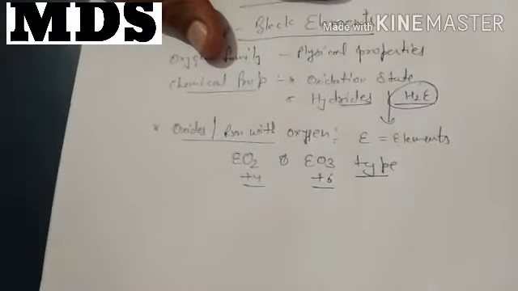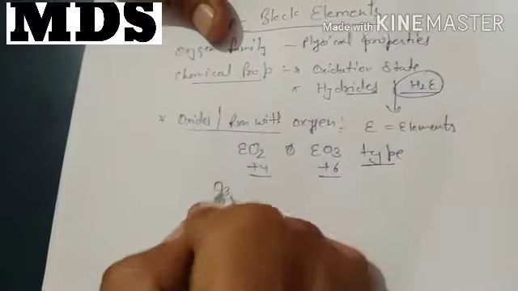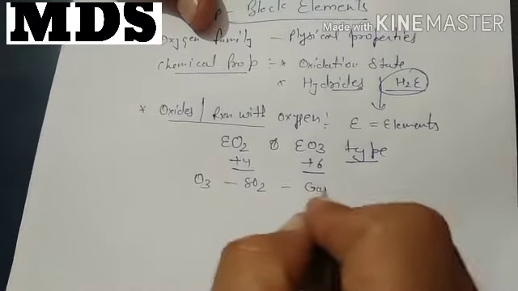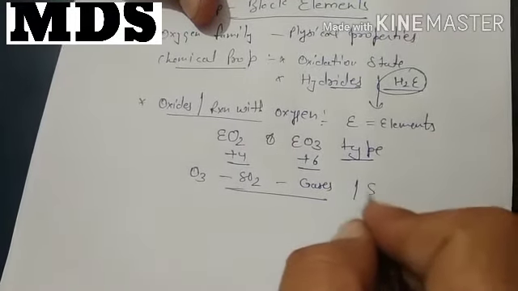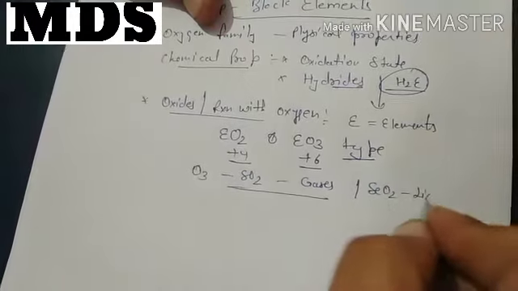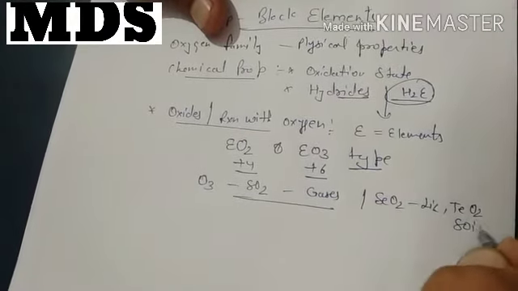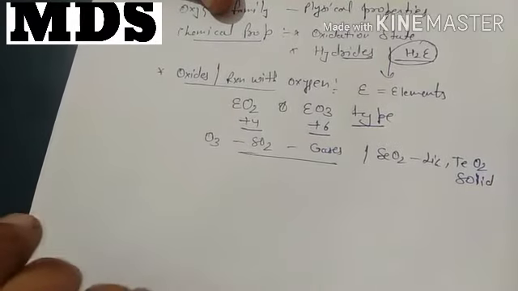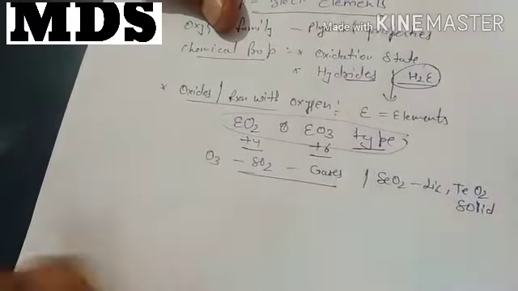Now if we talk about the physical state of the oxides, ozone and sulfur dioxide are gaseous, while selenium oxide is a liquid, and if you go to tellurium, it is a solid. So now we have told what kind of oxides they form. Then we have to discuss the stability.